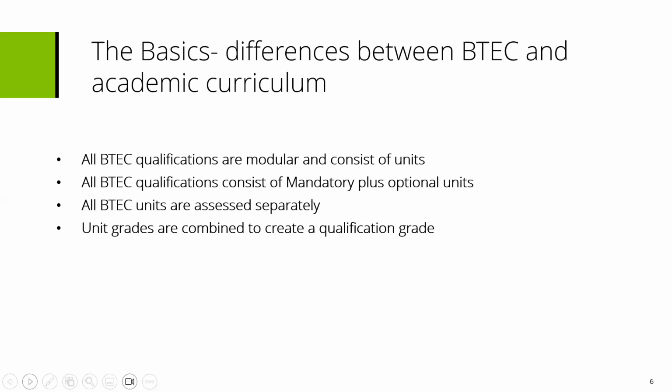All of the BTEC qualifications consist of a number of mandatory units, so these are the units that must be completed, plus a number of optional units. You'll also be able to find the information around this in your specification, and all of the units that are mandatory will have an M next to them. All of the BTEC units are assessed separately, and that can be done over the duration of the time that the learners are on programme with you. Unit grades are then combined to create a qualification grade.